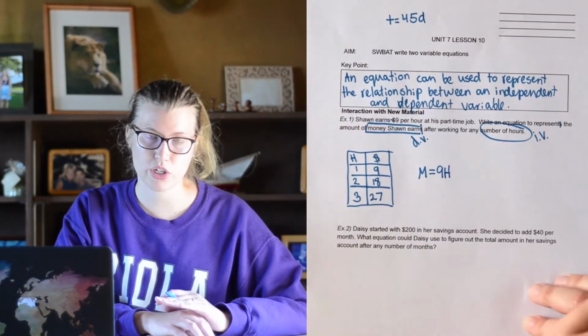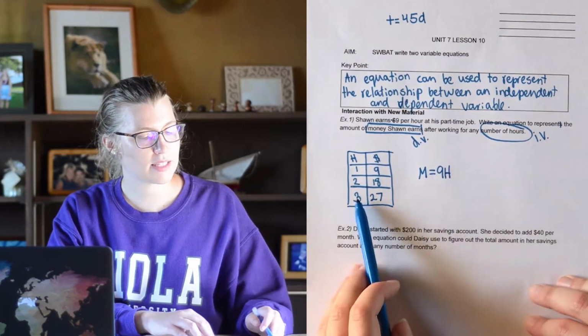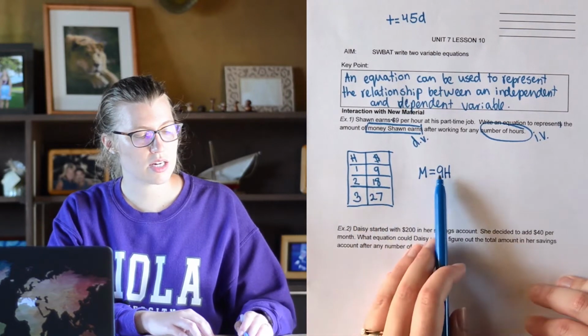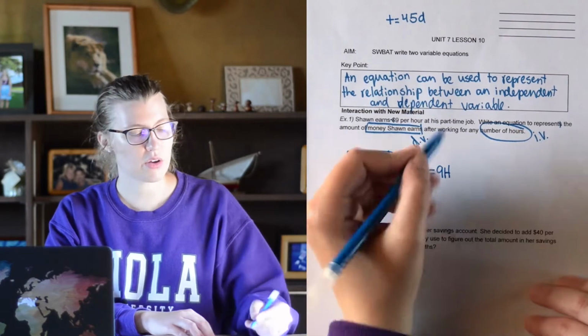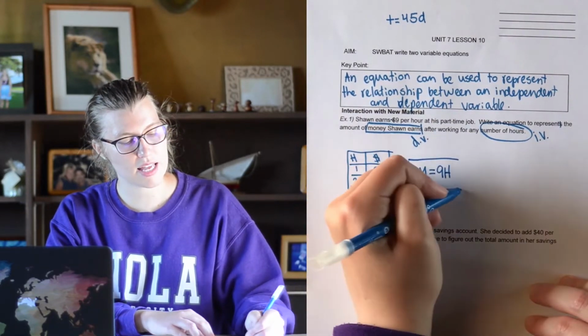Let me double check to make sure that worked. Let's substitute in a 3 here. 9 times 3 equals 27. Is that what I wrote? Yes. So this right here, my friends, is my equation.